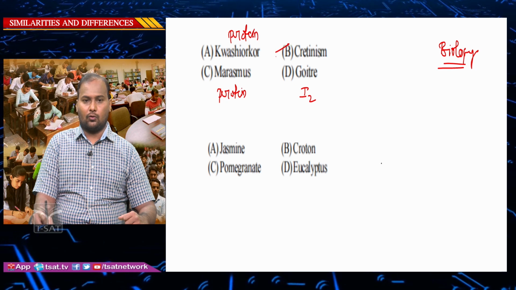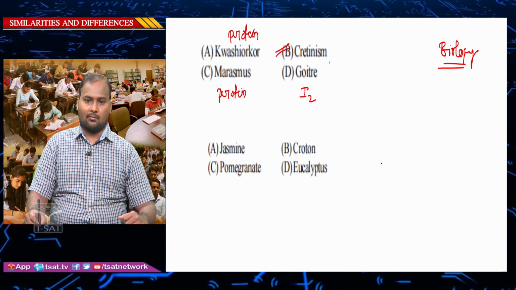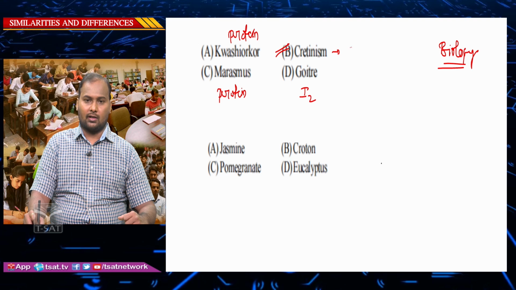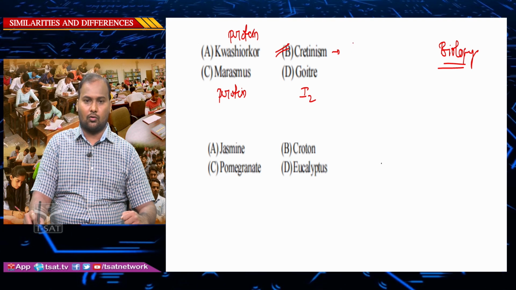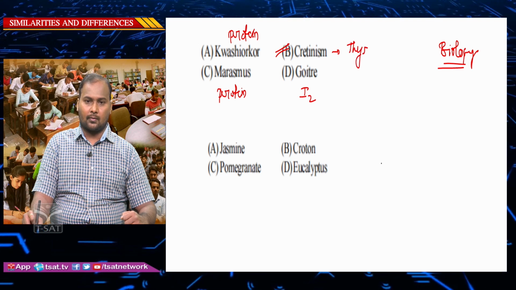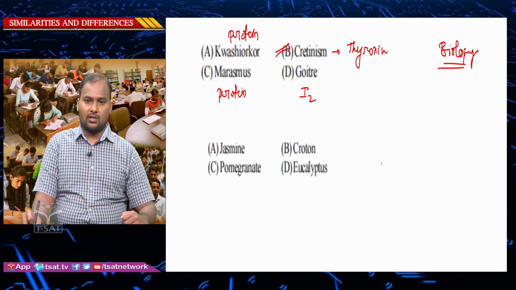But if you come to option B, that is cretinism, this is due to the insufficient production of a hormone called thyroxine in children.